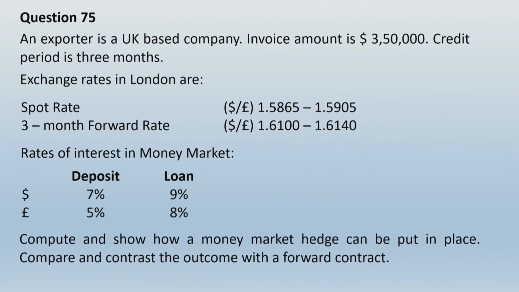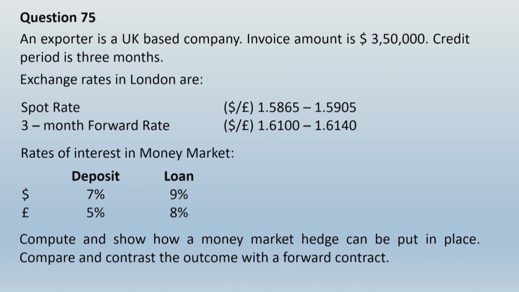It says an exporter is a UK based company, invoice amount is $350,000 and credit period is 3 months. Exchange rates in London are spot rate they have given in terms of dollar per pound, and 3-month forward rate also they have given in terms of dollar per pound. Rates of interest in money market have been given for deposits and loan for dollar as well as pound. Compute and show how a money market hedge can be put in place.